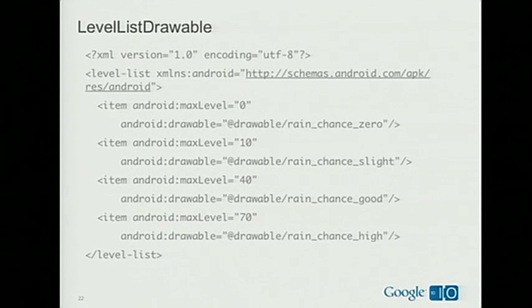So I've got my level list here defined in XML, which has a number of items. The items have two attributes. They refer to a drawable resource, in this case just bitmaps. And then they also have this max level parameter. This is the maximum value that the level list is set to for which this drawable is appropriate. So for example, here I'm basically saying if the chance of rain is between 0 and 10%, I want to put the chance slight up there. If the chance of rain is between 10 and 40, okay, I'll say the chance is sort of good.